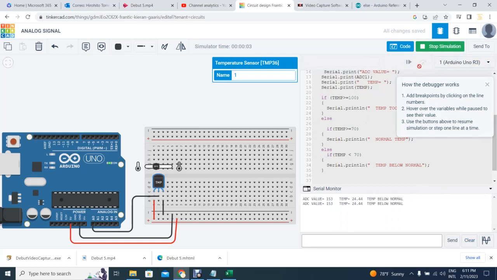Excellent. So let's stop. Well, actually, let's keep going. For example, temperature 153, the ADC value is 153, the conversion is 24.4, temperature below normal. Obviously, it's too cold. So if I move this sample to a temperature that is now too high, it gives you the comment because the temperature definitely is too high. It shouldn't be above 100. Now, if I put the temperature somewhere around 90, temperature is normal.